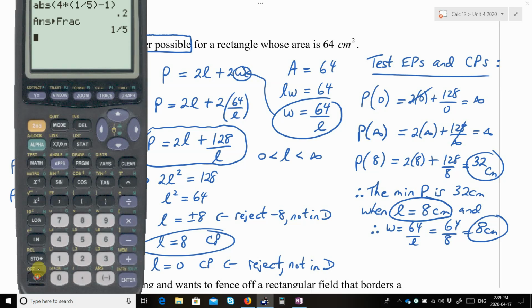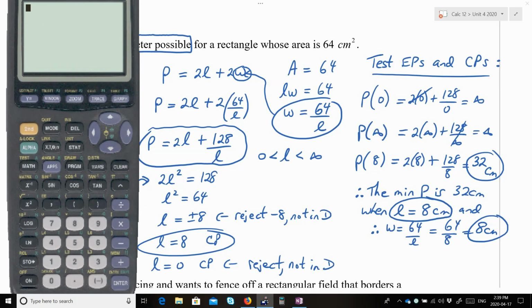Okay, and if you want to get an idea of the graph of this perimeter function, we have to use y. So our perimeter equals 2L, 2x plus 128 over x. The graph looks like this. Let's do window. X goes from 0 to 20. And our minimum perimeter is 32, so why don't we go to a y max of 100 and see how the graph looks. There we go.